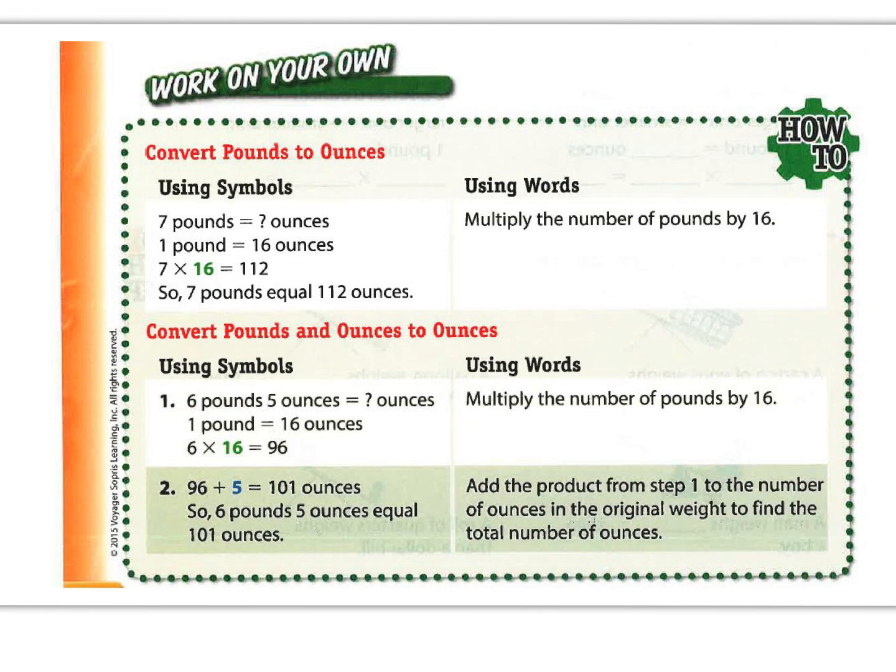So here in this example, 6 pounds, 5 ounces. 6 times 16 is 96 ounces. But then you have to add the product from step 1, so the product is 96, to the number of ounces in the original weight to find the total number. So we have that other 5, so we would do 96 plus 5 equals 101 ounces.